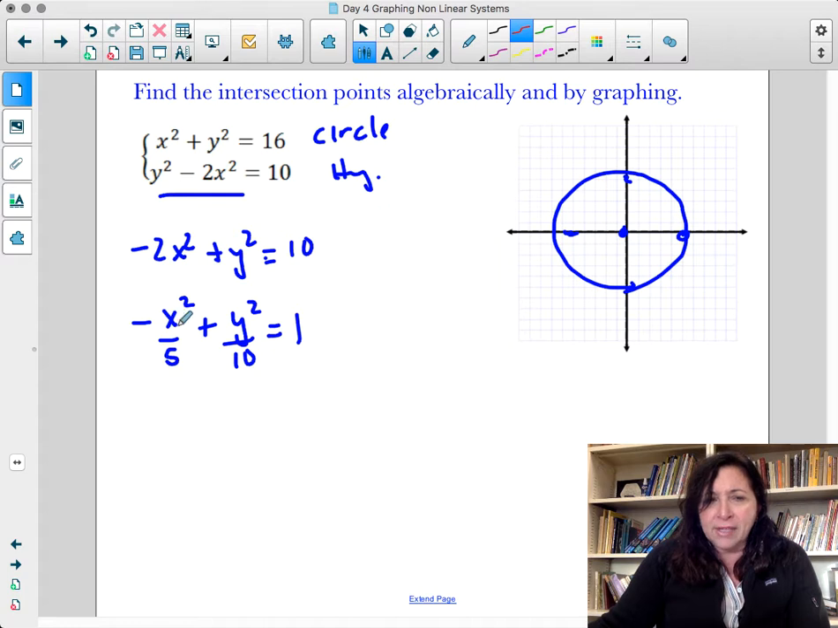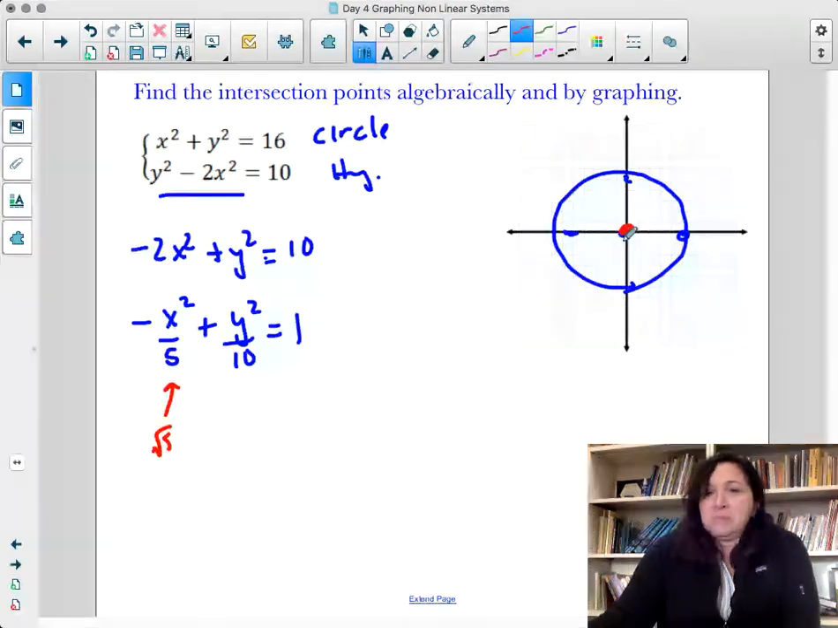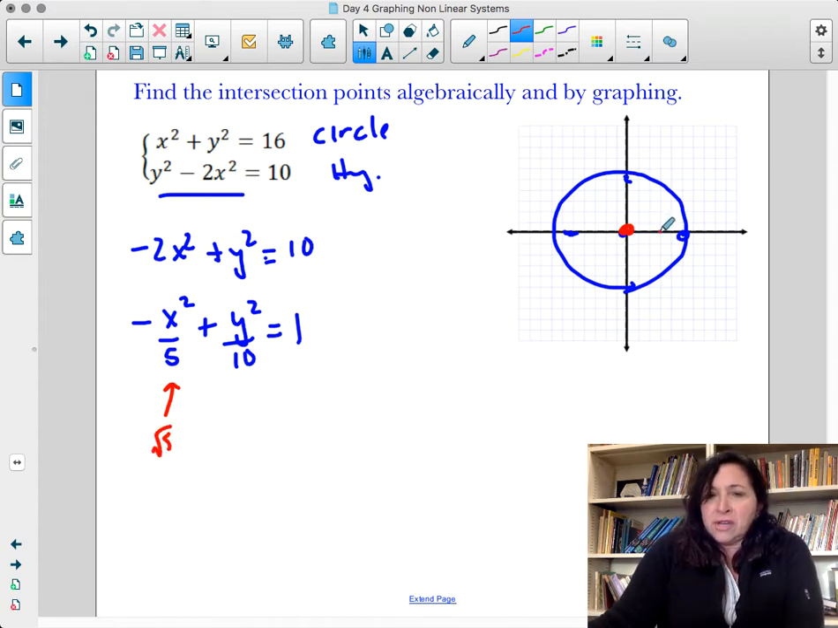So what I have is my center is at (0, 0). In the x direction, I'm going to go the square root of 5. Well, the square root of 5 is, within here, going to be 2 point something. So I'm going to put a point here and here. The square root of 10 is going to be about 3 point something. So I'm going to go 3 something up and down. So remember, this isn't my graph. This is just my box.